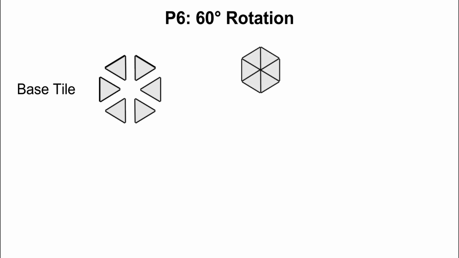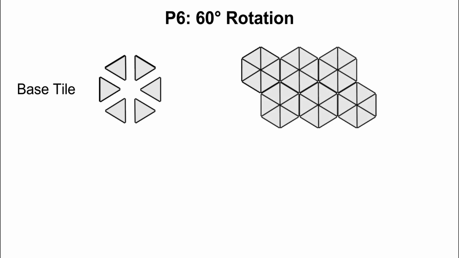P6 symmetry includes translation and 60 degrees rotation, but no reflection. The base tile is rotated by 60 degrees at a fixed point, then this is rotated by 60 degrees again, and it repeats until the full cycle is complete. This creates a 1x6 hexagon tile block that is repeated to form a pattern.